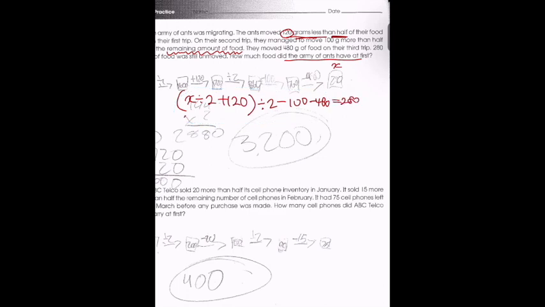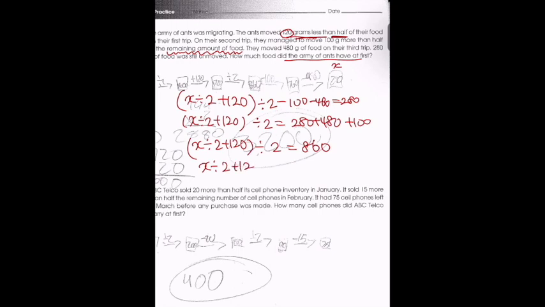And so we have (x divided by 2 plus 120) divided by 2 equals 280 plus 480 plus 100. And so (x divided by 2 plus 120) divided by 2 is going to be 860. Then x divided by 2 plus 120 is going to be 860 times 2, which is 1,720.